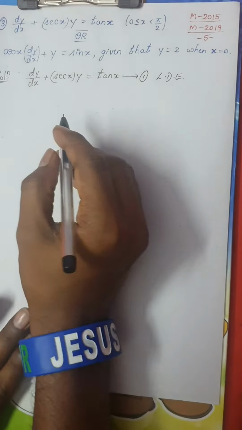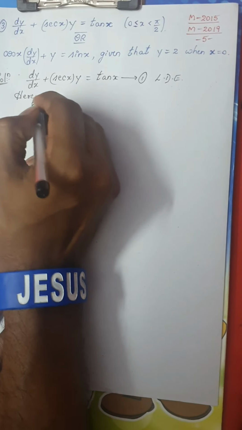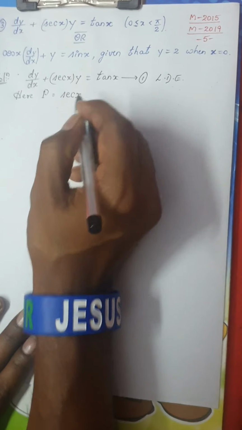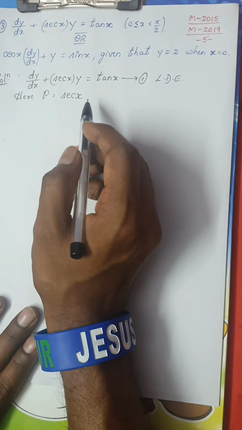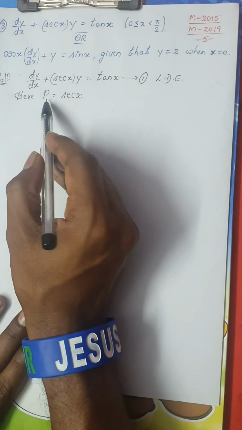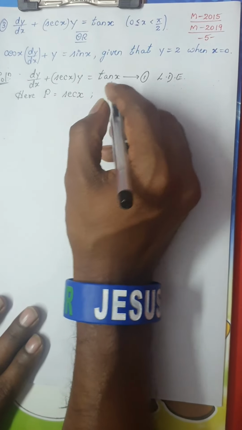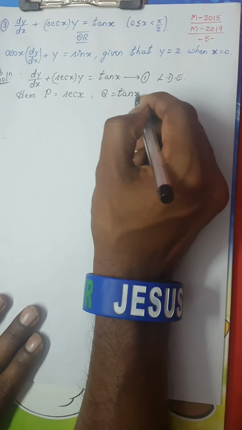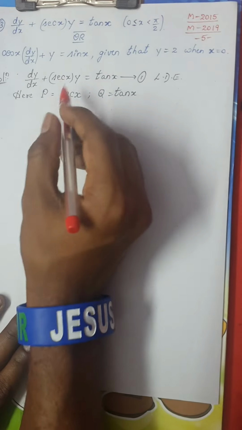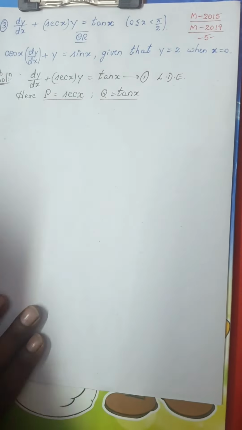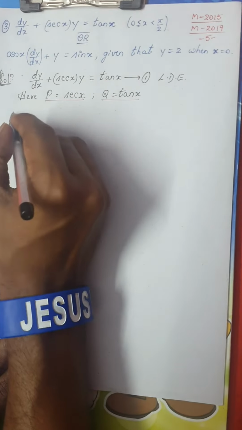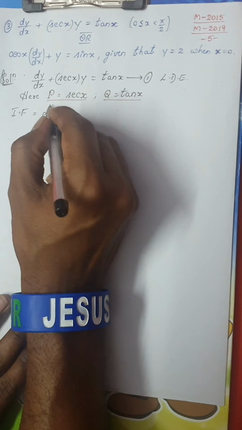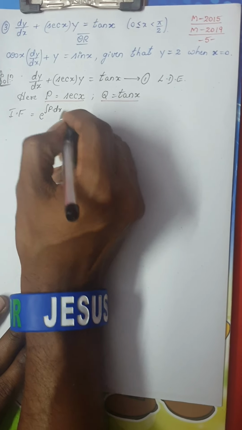Okay, so once this is clear, what you have to do is write down P and Q, because you will be getting 1 mark to write down what are P and Q. I repeat, you will get 1 mark to write P and Q. So P is equal to secant x and Q is nothing but tan x. Once these are ready, we'll find out the integrating factor. Integrating factor would be e power of integral of P dx.